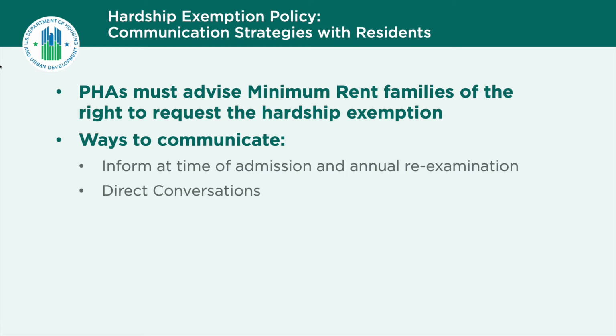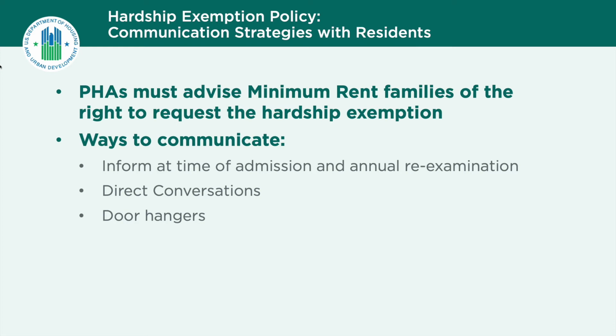Having a direct conversation with residents that possibly qualify for a hardship exemption. Throughout the year, staff are likely to encounter families and have formal and informal conversations. During the conversations, it may come to light that the family has had a change in circumstance that may qualify them for the hardship exemption. If this occurs, the PHA staff should share with the family the PHA policy regarding the minimum rent hardship exemption. This is particularly important during known economic downturns.